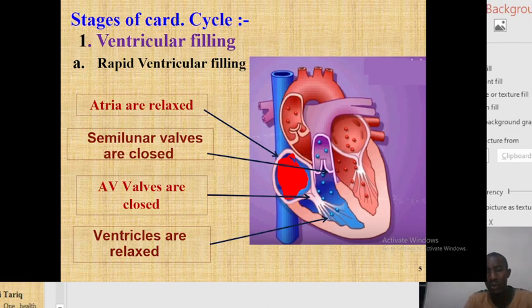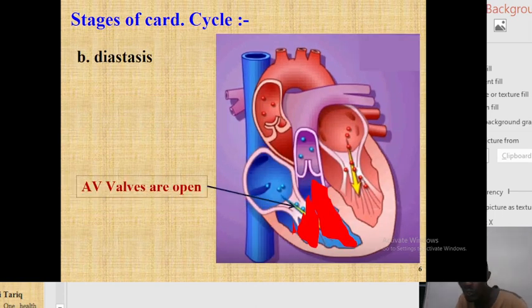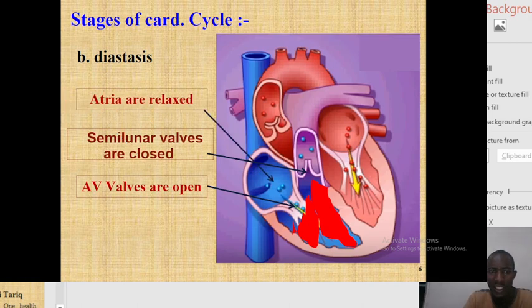So the atria will be relaxed, as we see here. As the atrium is relaxed, the AV valve opens. As it opens, blood will pass from the atrium to the ventricle. That's during the ventricular filling. Then, still during ventricular filling, we have what we call the diastasis. During the diastasis, the AV valve will still be open, and some blood will continue passing from the atrium to the ventricle. And in that way, the ventricle will end up being filled with blood.